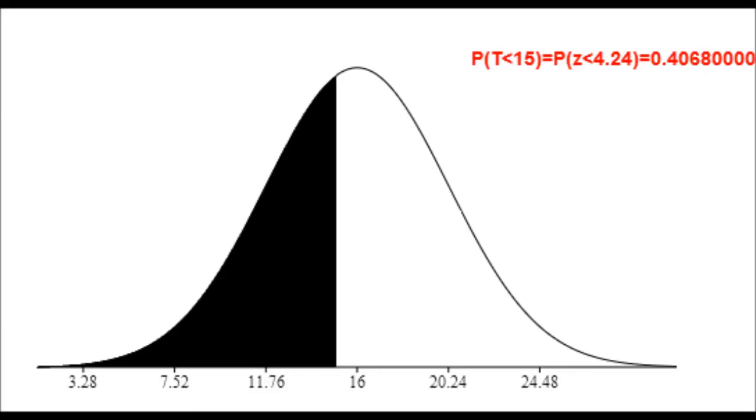Here's a picture of the normal model for the total time. I shaded the region representing less than 15 minutes. Now we can see there's a little more than 40% chance that it will take less than a total of 15 minutes to box two systems.